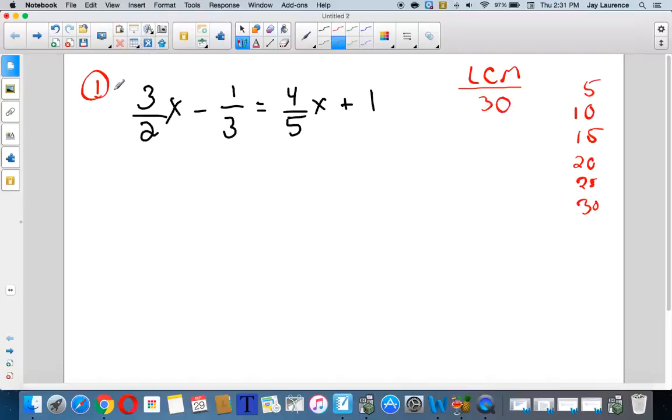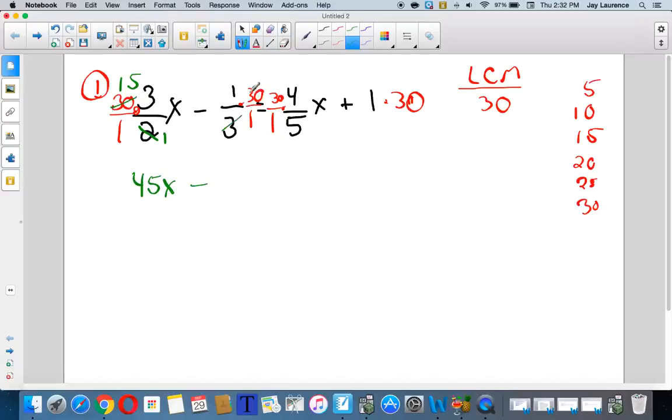So I'm going to multiply each fraction, or each term, I should say, by 30 over 1. I'm multiplying right here, and here, and here, and here, by 30. Now remember, I'm dividing, I'm simplifying. So 2 goes into 2 once, it goes into 30 15 times. 15 times 3x is 45x.